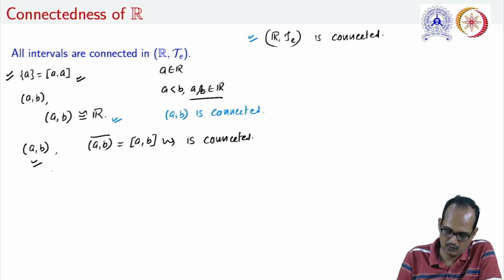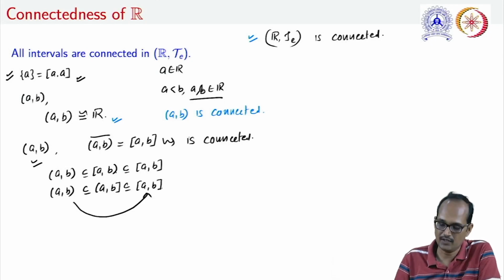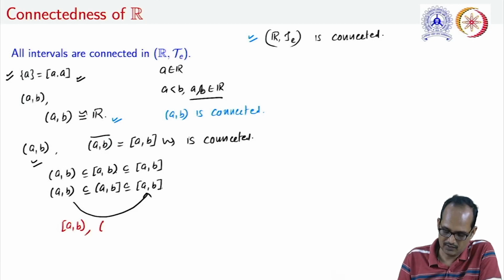Also, we know that this open interval (a, b) is a subset of this semi-open interval, and this open interval (a, b) is also a subset of this other semi-open interval, and these are subsets of this closed interval [a, b]. This closed interval [a, b] is nothing but the closure of this open interval (a, b). Therefore, we can also conclude that these semi-open intervals, that is, this interval as well as this interval, are also connected.